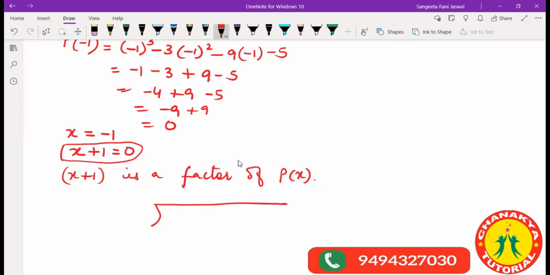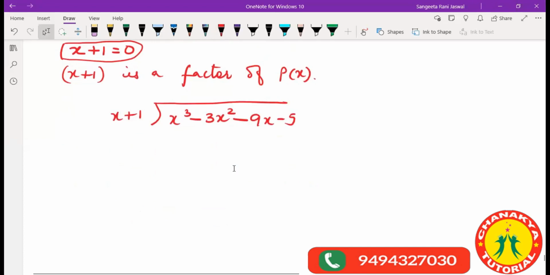Whenever we divide something, we should get the remainder 0. And that shows that a number is a factor of another number. When I divide some polynomial with another polynomial, I should get the remainder 0. This is what the factor theorem tells us. Yes? Yes, ma'am. So now I am dividing this polynomial with this equation.